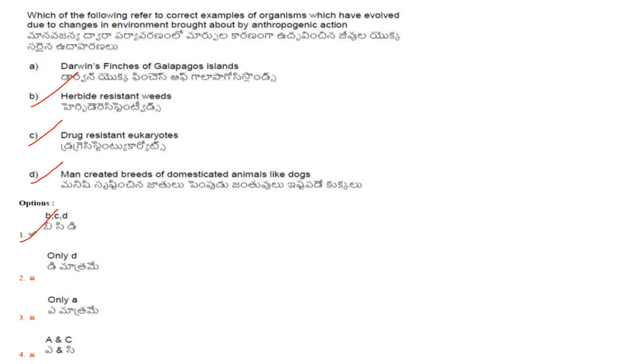So the examples of organisms which have evolved due to changes in the environment brought about by anthropogenic action are herbicide resistant wheat, drug resistant eukaryotes, and man created breeds of domesticated animals like dogs. So the answer here is option 1, that is B, C and D.